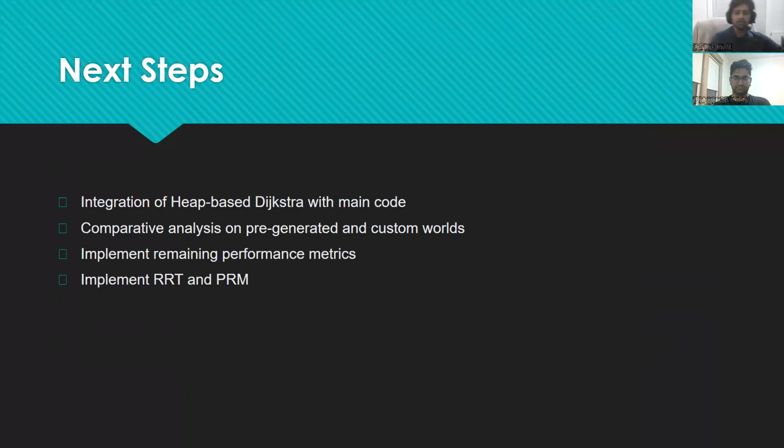Okay, moving on to the next steps, we plan to integrate the heap-based Dijkstra with the main code, and then we plan to perform a comparative analysis on pre-generated and custom worlds. We'll also move on to implement the remaining performance metrics as Prathamesh just mentioned, and finally we'll implement the RRT and PRM algorithms towards the end of the project.